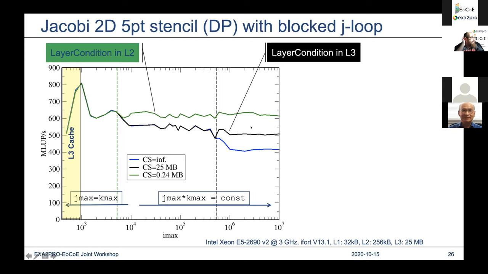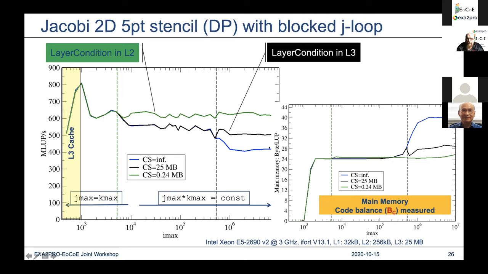We can also see this if we measure the data volume per lattice site update. At this point, we need 24 bytes per lattice site update, here, 24 bytes. But at some point, in the naive version, we go up to 40 bytes per iteration here. So that's the blue line here.